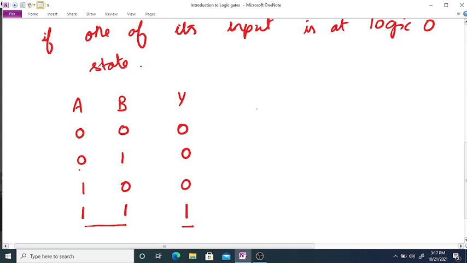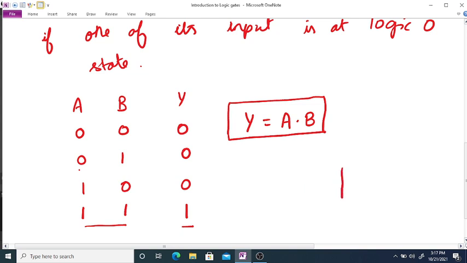So, if we write the Boolean expression for this AND gate, we will get Y is equal to A and B. So, this is the Boolean expression for AND gate, and the symbol used for AND gate is this type. So, inputs will be A, B and output will be Y, which is equal to A dot B, or we can say A and B.